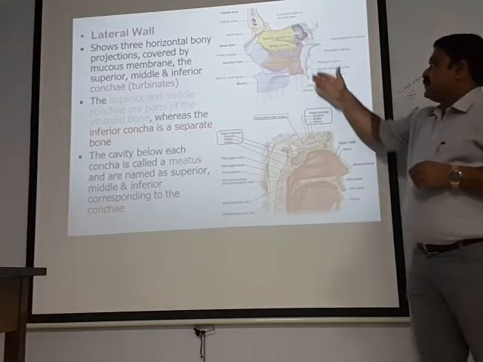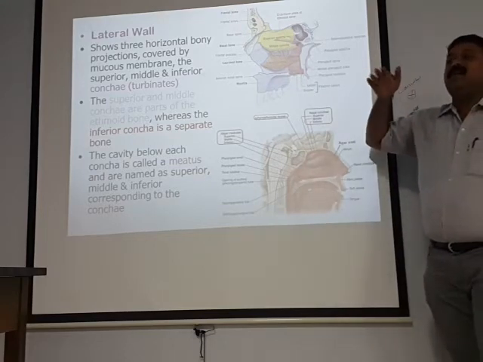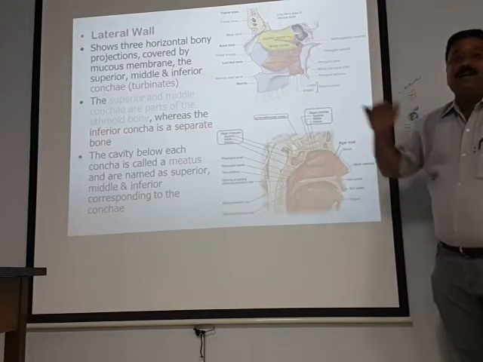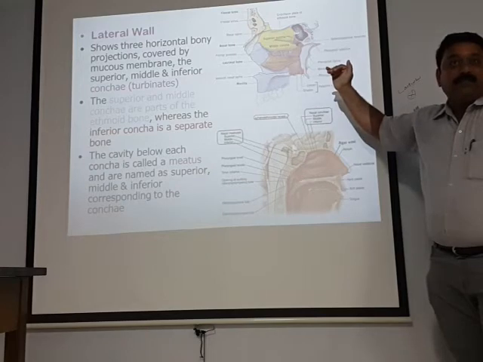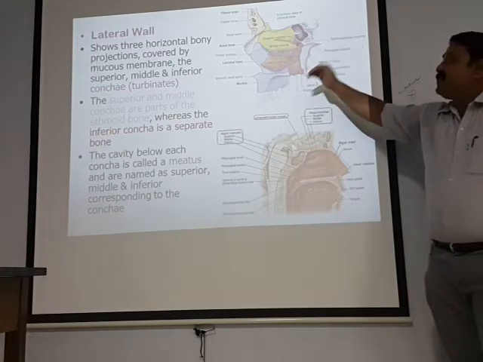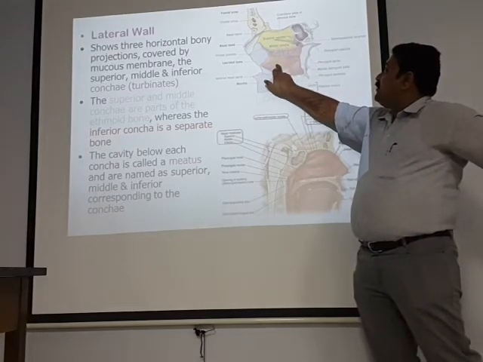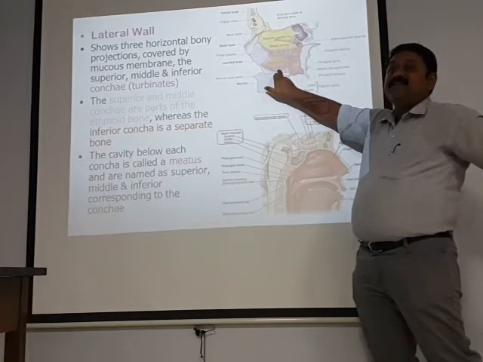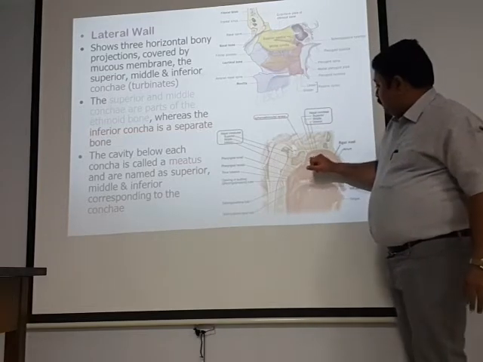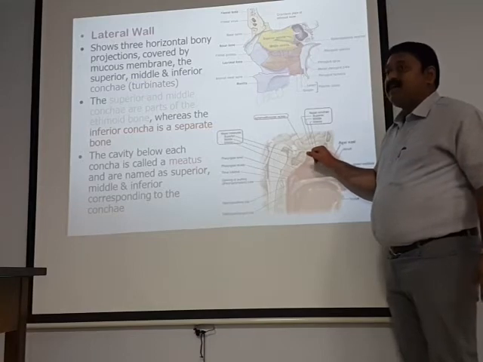So this is about the lateral wall of the nose. Is it clear? Yes. So in the lateral wall of the nose, there are conchae: superior, middle and inferior. And the meatus is below the respective conchae. Below the superior concha, the superior meatus. Below the middle concha, the middle meatus. Below the inferior concha, this part is the inferior meatus. And above the superior concha, here one recess, this is the spheno-ethmoidal recess.